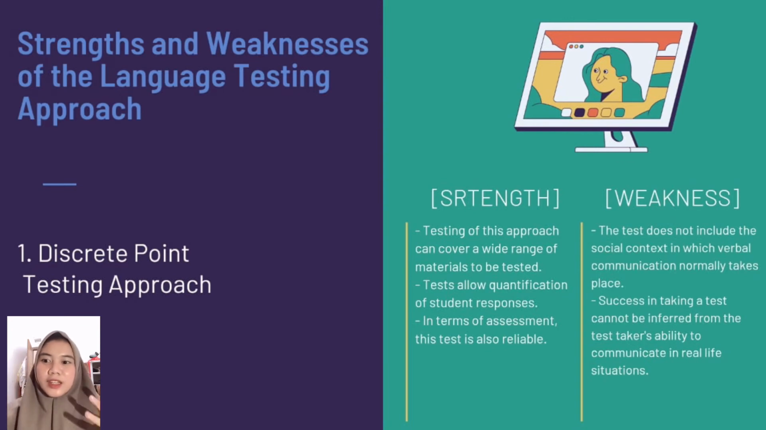Strengths and weaknesses of the language testing approaches. Number 1, discrete point testing approach. Strength: the approach can cover a wide range of material to be tested. Weakness: the test does not include the social context in which verbal communication normally takes place.